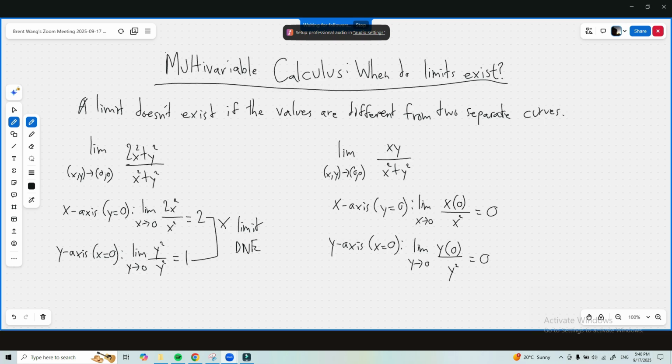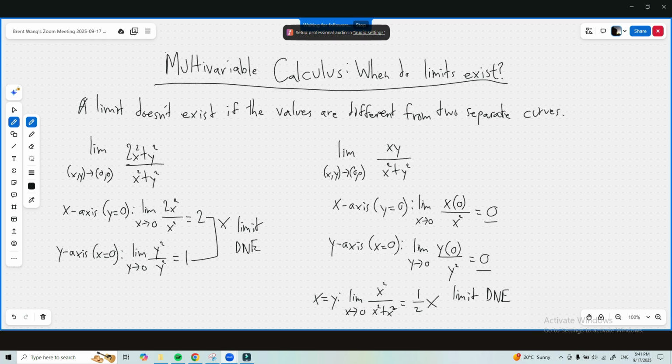And these two curves have the same value, but that doesn't mean we've shown the limit exists, so we need to try another curve. Let's try x equals y. So the limit as x goes to 0, you'd have x squared over x squared plus x squared, which is equal to 1 over 2. This is not the same as 0, so the limit does not exist.